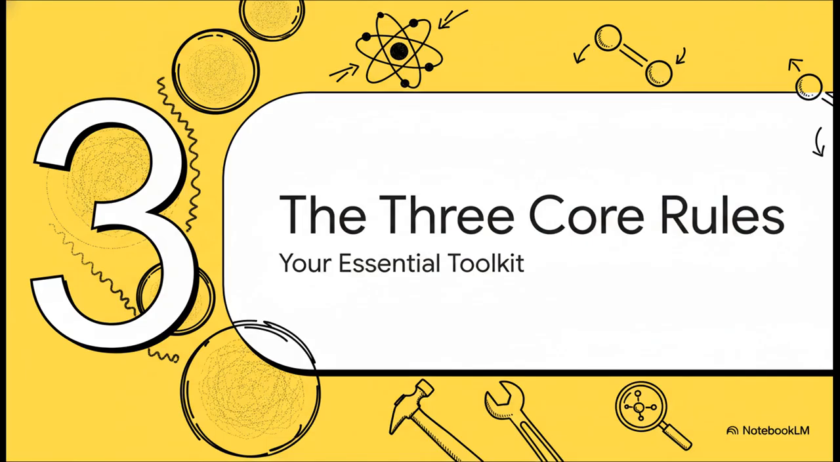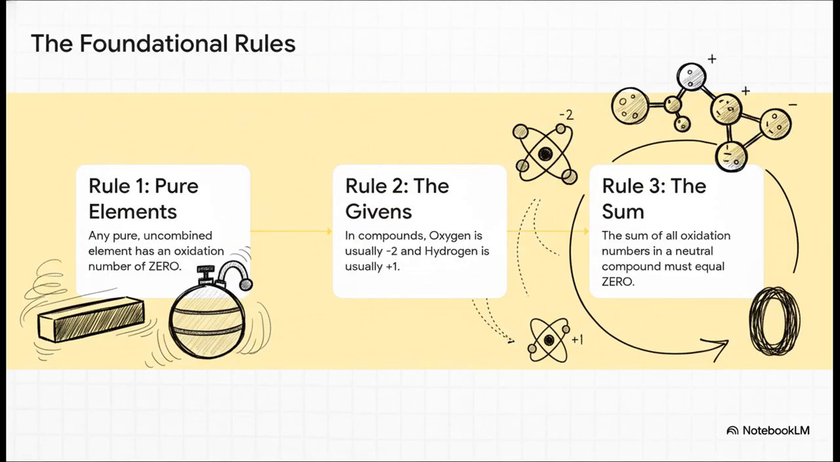Okay, so how do we use this system? Well, it all comes down to a few core rules. And seriously, forget trying to memorize a long, boring list. If you can just master these three, you'll have the essential toolkit you need to solve pretty much any oxidation number problem you'll ever see. All right, here they are. Rule number 1. Any element all by itself, totally neutral, its oxidation number is 0. Easy enough. Rule number 2. In compounds, we've got a couple of reliable players we can almost always count on. Oxygen is usually going to be a -2, and hydrogen is usually a +1. And rule number 3, this is the big one. In a neutral compound, all the individual oxidation numbers have to add up to 0.